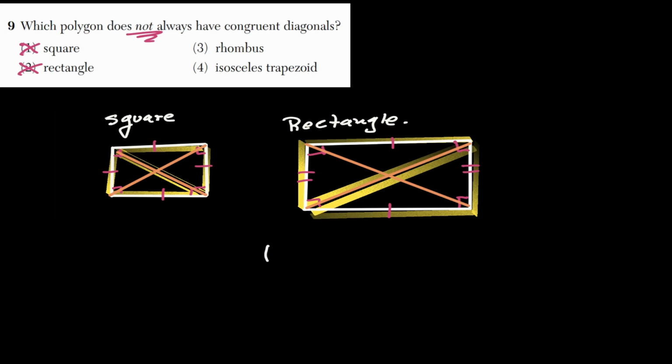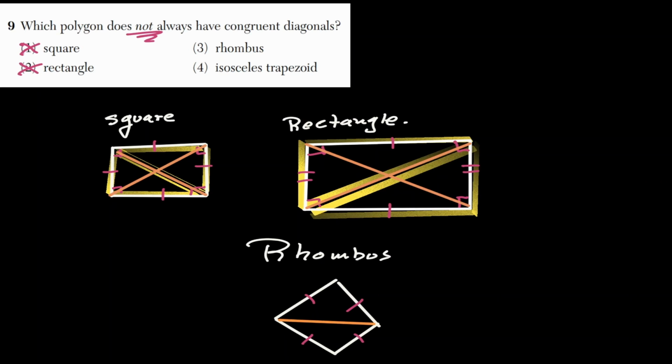But now let's consider a rhombus. Within a rhombus, all we know is that all sides are congruent to each other. But when we introduce a diagonal, we do not know if it's going to be congruent to the second diagonal. We know that the intersection is 90 degrees, but that's as far as we can go. We cannot make any claims that the diagonals are congruent, just like we did with squares and rectangles, because we were able to create congruent triangles. So we can say that option number 3 is the one that does not always guarantee for diagonals to be congruent to each other. A rhombus maybe could, but not always.